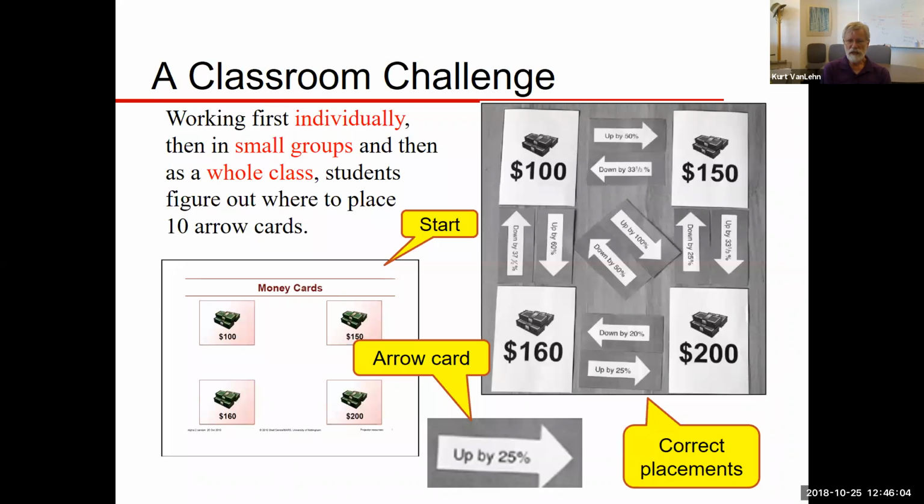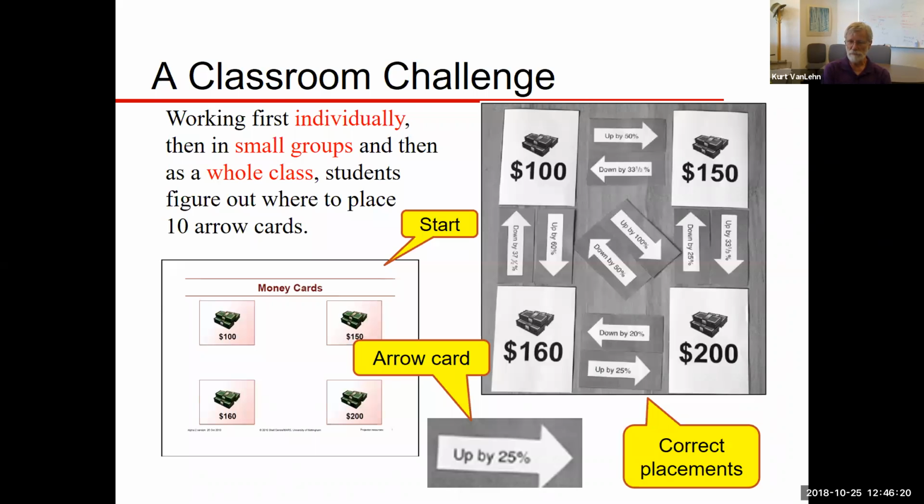So the students are given that bunch of cards down at the lower left that say money cards. They're just given 4, and they put them in the corners of a big sheet of paper, a poster. And then they also cut out a bunch of arrow cards from a piece of paper. And those look like that one at the bottom there.